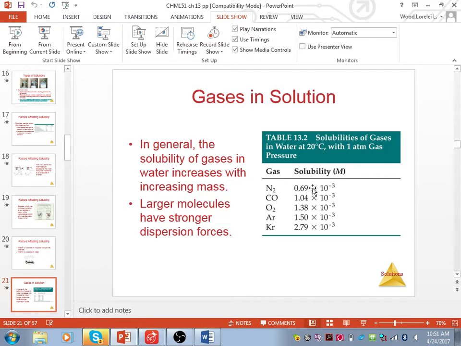So here, all the exponents are the same. They're all 10 to the negative 3. What's happening to the coefficients in these numbers as things change here? What's happening to these coefficients? They're getting bigger. What can we say about N2, CO, O2, Ar, and krypton? Those 5.